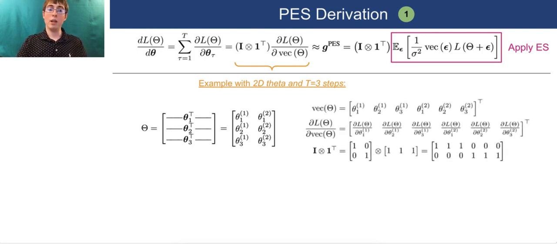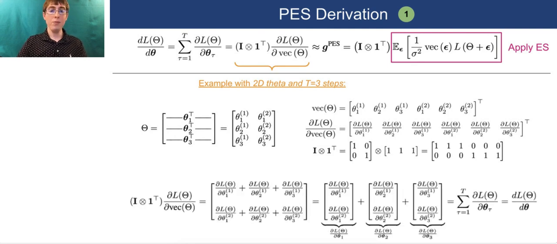And if we look at the vectorized form of the matrix capital theta and the full gradient of the loss with respect to the vectorized capital theta, those are shown on the right. We also show the Kronecker product of the identity matrix and the row vector of 1s for this particular problem on the right. And if we just carry out the product of this Kronecker term and the full gradient with respect to the vectorized capital theta, we see that this yields the desired gradient in the bottom right. So hopefully this helps to illustrate the shapes of the quantities involved in this derivation.